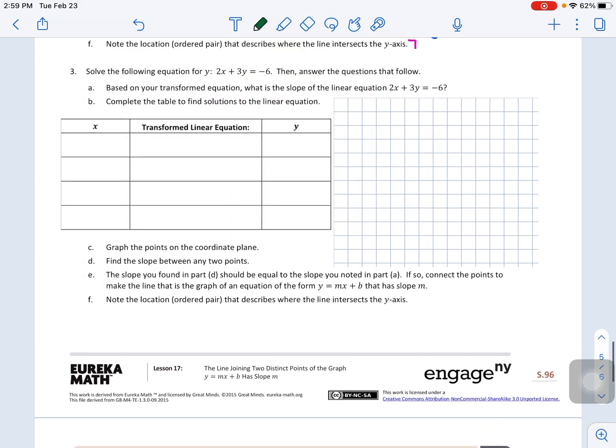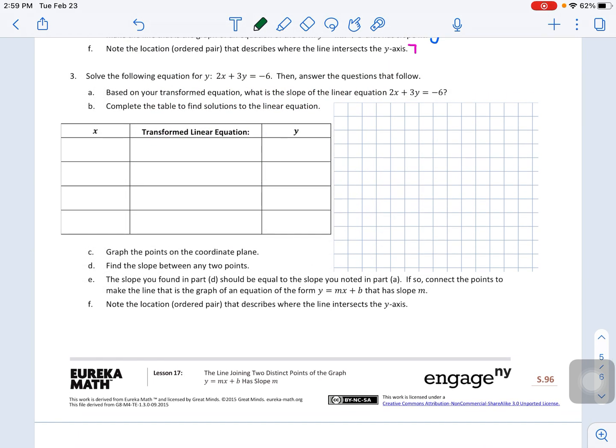Next, we'll go to number 3, and it has the formula, but it doesn't look like y equals mx plus b, so we have to make some changes. We have 2x plus 3y equals -6. Move the 2x. 3y equals -2x minus 6. Divide away the 3. And we get y equals -2/3 x minus 2.